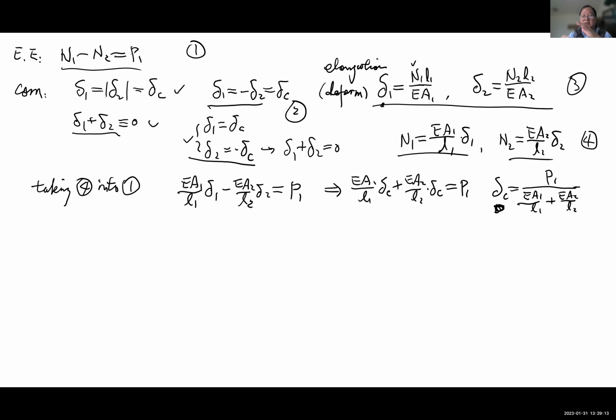As I said, the solution approach is not unique. You can always do it a different way, right? For example, I'm looking at N1, N2, so I don't care about delta C. Can I quickly find N1, N2? Yes, because I know this relation: delta 1 equals negative delta 2. So I can take equation 3.